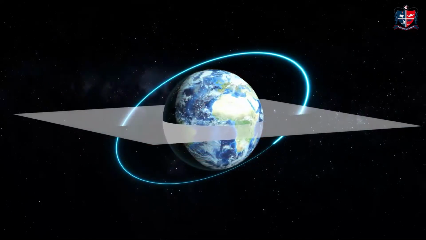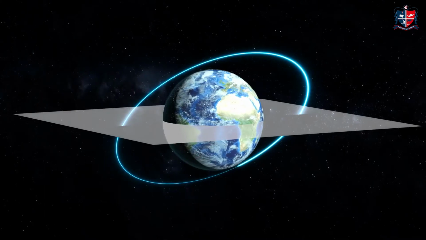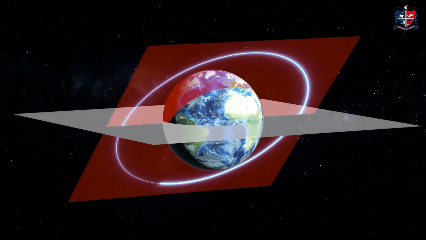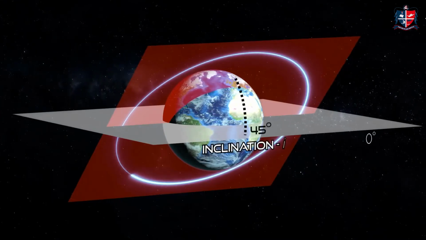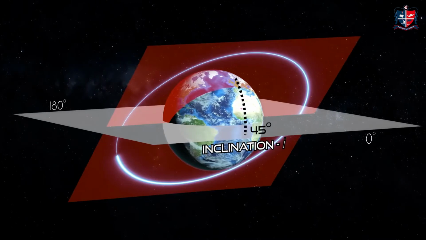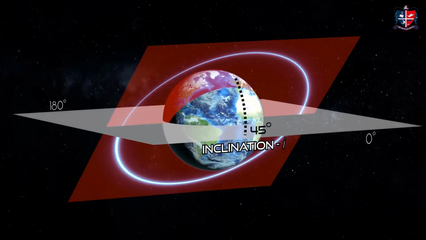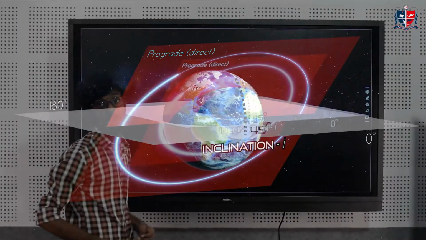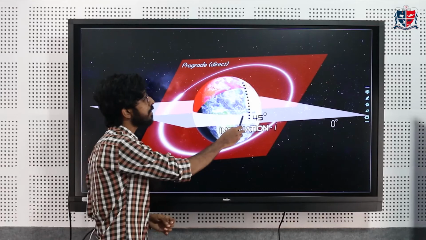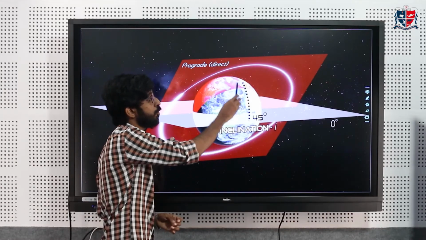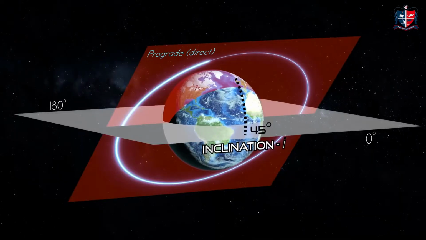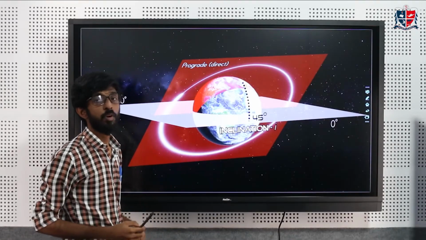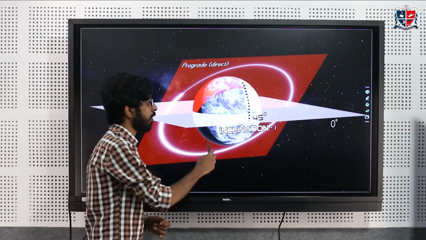Now, here is how we calculate it. We have a plane called the equatorial plane, which is the plane of the equator. And we have an orbital plane marked red in this diagram. The inclination is the angle between the equatorial plane and the orbital plane. If the angle is below 90 degrees, that is 0 to 90, it is called prograde or direct, which means that the satellite will be moving along with the movement of the Earth, that is, the rotation of the Earth.